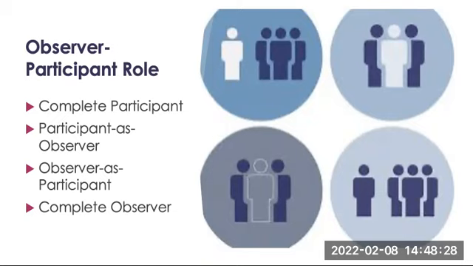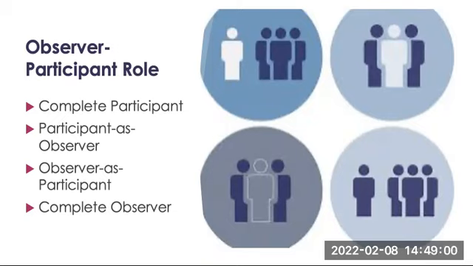They can be an observer as participant, which means that they can identify as a researcher and not actively participate. They can participate some and also maybe not at all. They can also be a complete observer and not become part of a group at all, and participants may not even be aware that they're an observer.